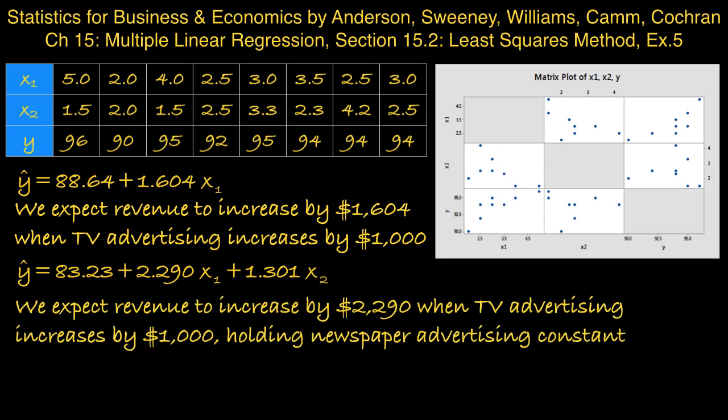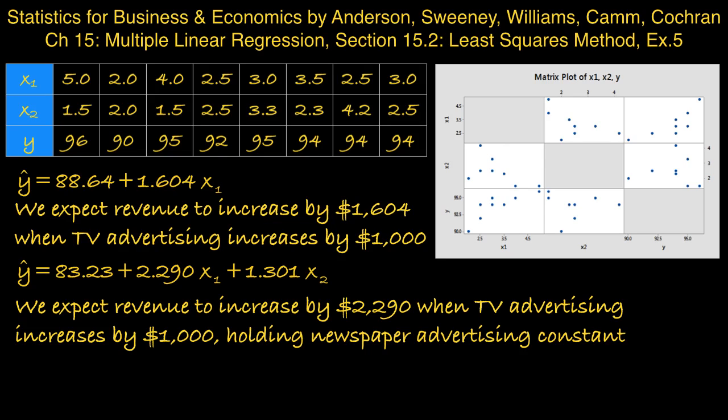So we expect revenue, Y, to increase by $2,290 when TV advertising, X1, increases by $1,000, holding newspaper advertising, X2, constant. So it's a slightly more complicated interpretation, but it's very important that you have that phrase at the end of the sentence, holding newspaper advertising constant.